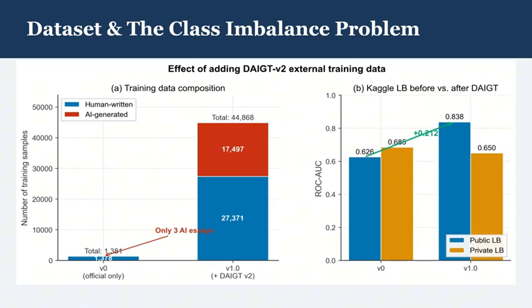The effect is dramatic. As shown in panel B on the right, the public AUC jumped from 0.626 to 0.838, an improvement of over 0.21 points. The private AUC dipped slightly. We attribute this to a mild distribution mismatch between DAIGT v2 and the competition's private test set, but the overall lesson is clear. External data is essential for this task.